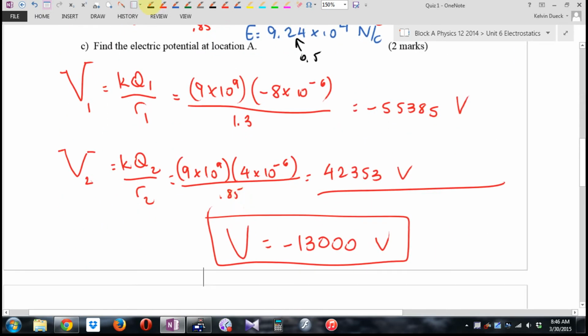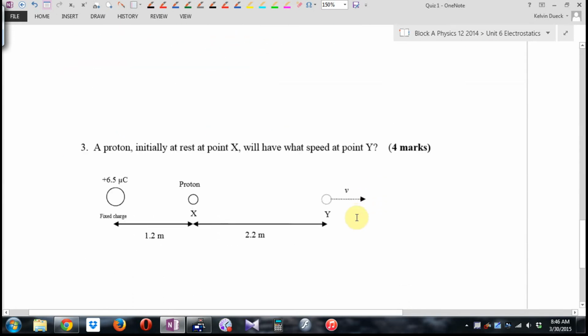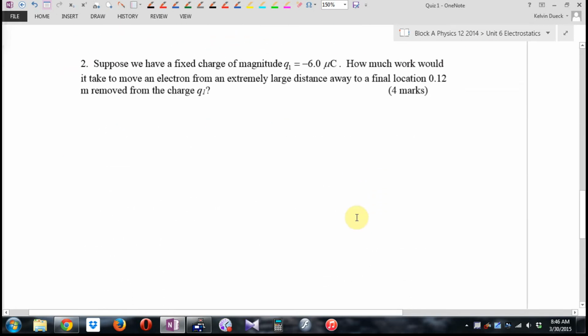2 marks if you got that. Otherwise, I'd probably go something like this. Half mark for that. Half mark for that. 1 mark for adding them up. Turn the page.